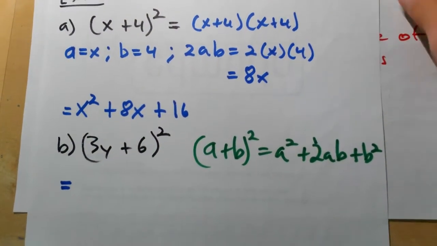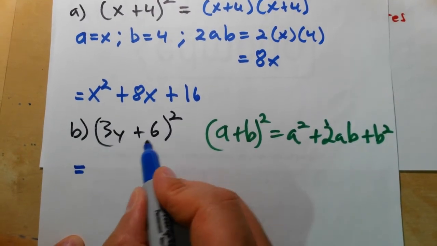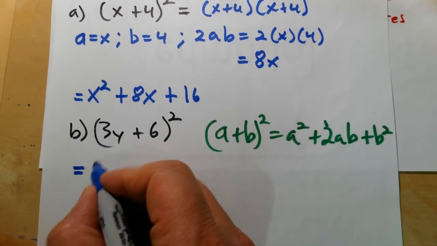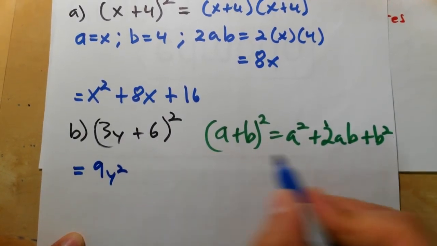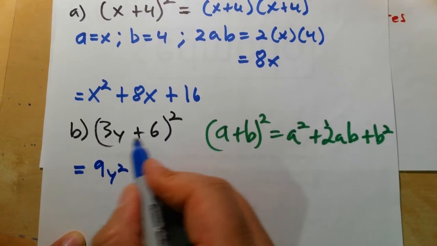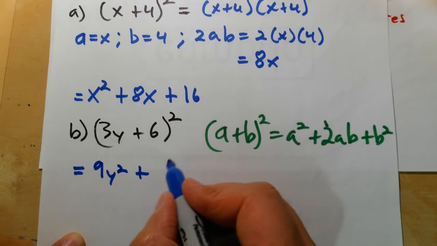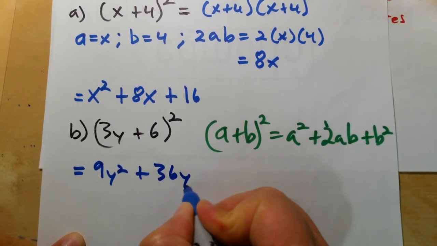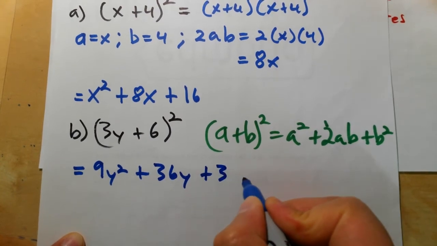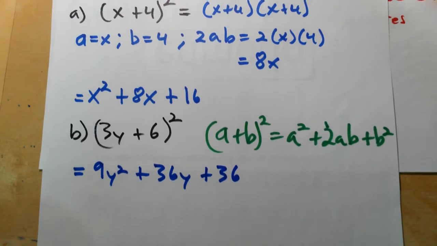So you look at the pattern and think, okay, this is our A, this is our B value. We need an A squared, so (3y) squared gives us 9y squared, plus 2AB. We multiply A times B, that's 18y, times 2 is 36y, and then plus 36. And that's our answer.